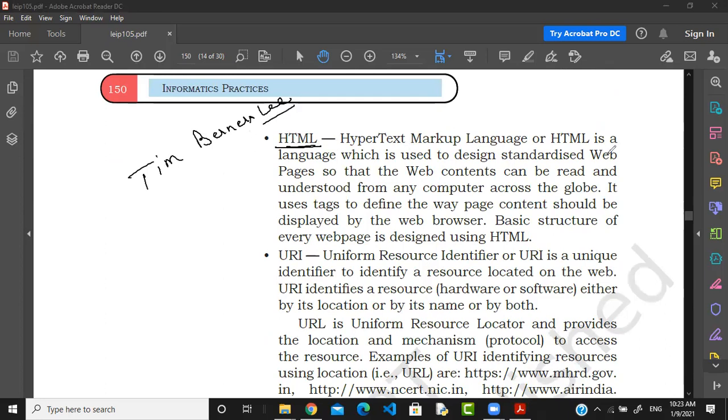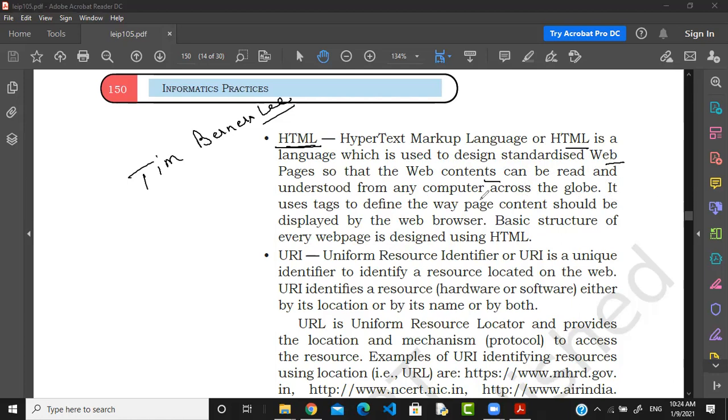So HTML is Hypertext Markup Language. This is the most common concept which we are using on the internet. Everything is available in the form of HTML, doesn't matter what technology you are using. HTML is a language which is used to design web pages, so that web contents can be read and understood by any computer across the globe.